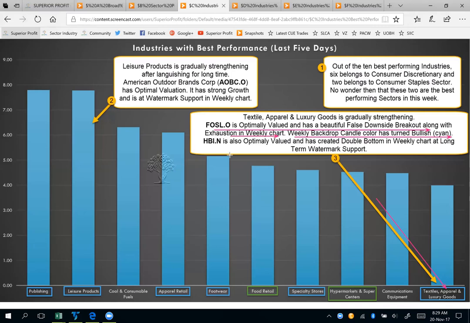The other stock that is of similar interest is HBI. It is also optimally valued, has created a double bottom in the weekly chart at long-term watermark support. Let's look at the textile, apparel, and luxury goods industry in QH, drill down into its stocks, check FOSL and HBI's fundamentals, and look at these stocks' charts using the Q charts system.